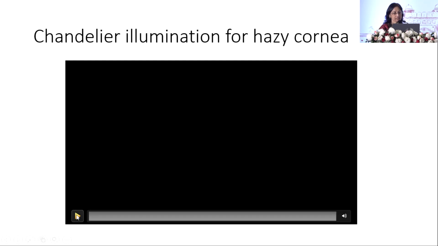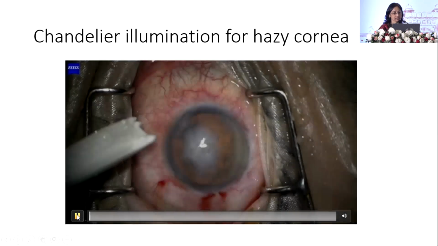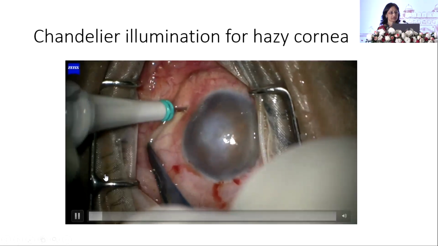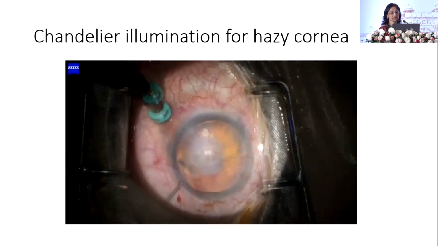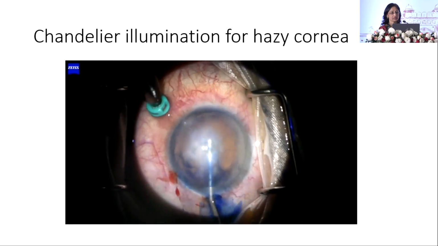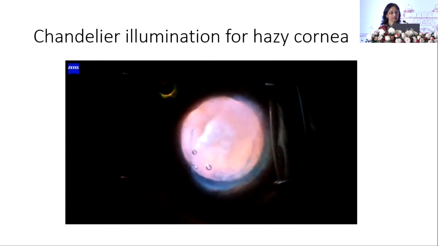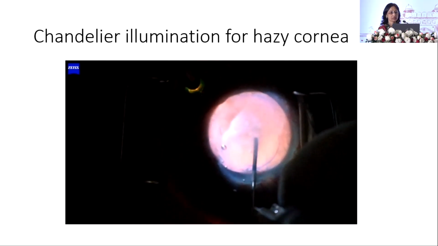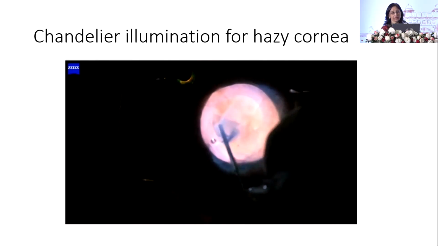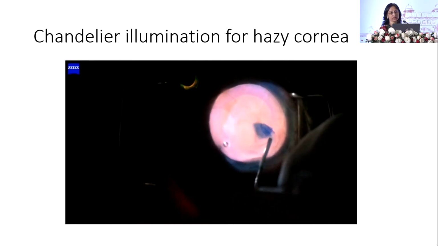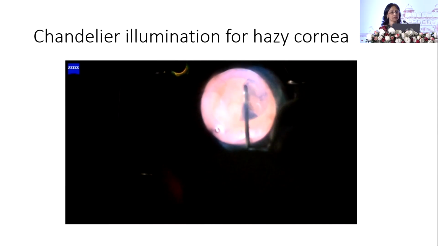And Dr. Shreyas has already shown beautiful cases with chandelier. So this is one of the cases where we use chandelier illumination. You can see how dense the corneal opacity is. With the conventional microscope, it's very, very difficult to do such cases. With chandelier, it gives a very good red glow. So we can do capsulorhexis under direct visualization, and the main advantage is you get very good depth perception.